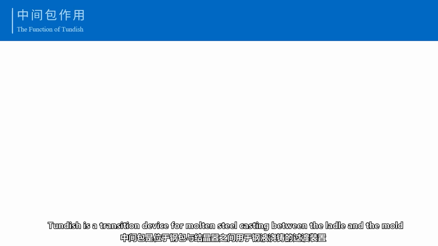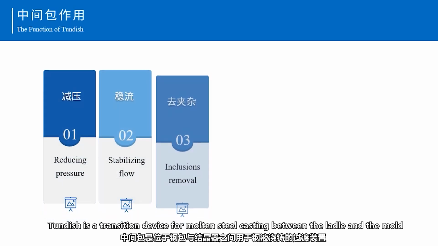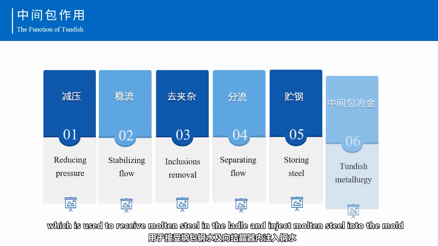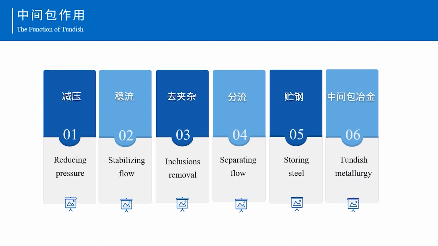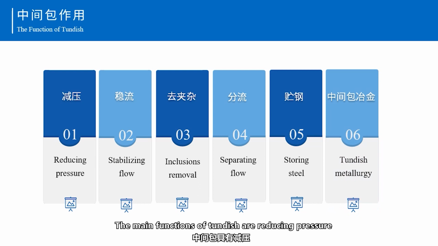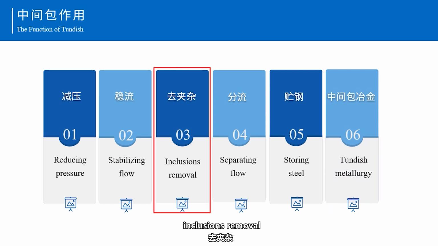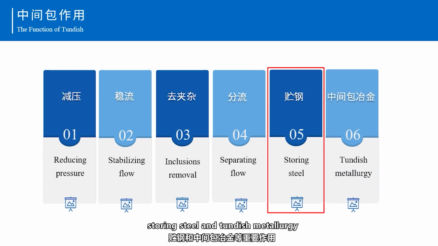TUNDISH is a transition device for molten steel casting between the ladle and the mold, which is used to receive molten steel from the ladle and inject molten steel into the mold. The main functions of the TUNDISH are reducing pressure, stabilizing flow, inclusion removal, separating flow, storing steel, and tundish metallurgy.